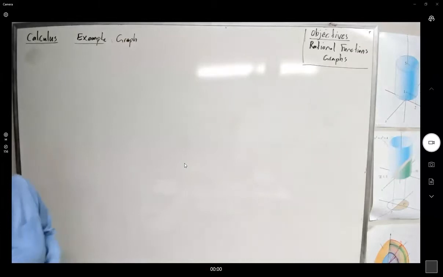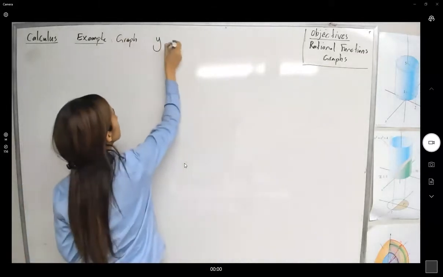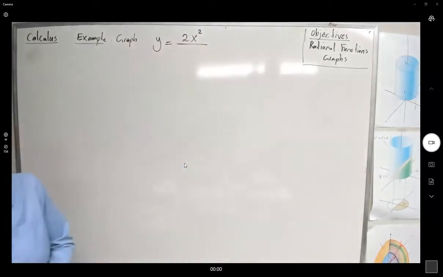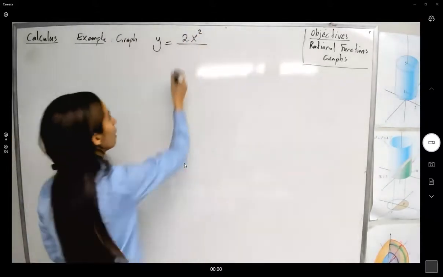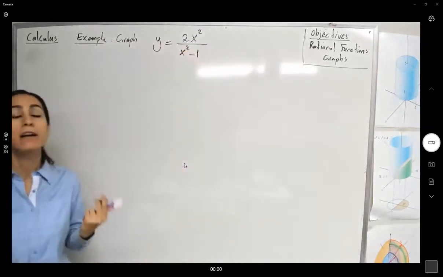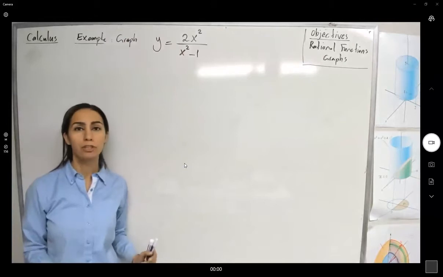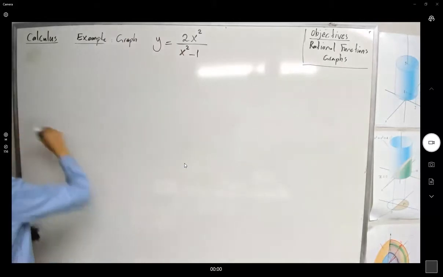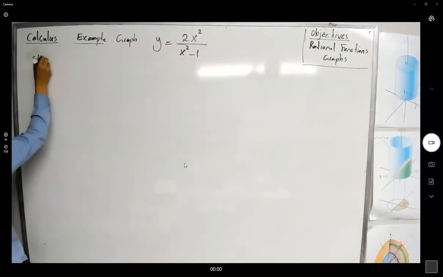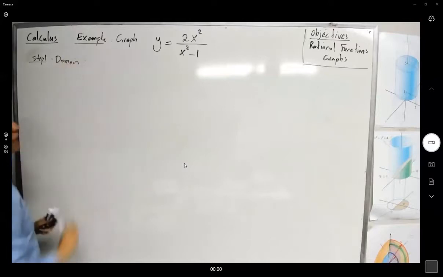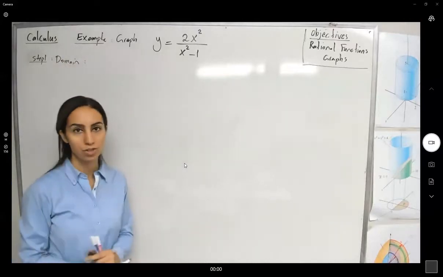So you have y equals 2x squared divided by x squared minus 1. In the very first step, when you have a function, you should be finding the domain of that function. Step 1, what is the domain? How do we find the domain of a rational function?